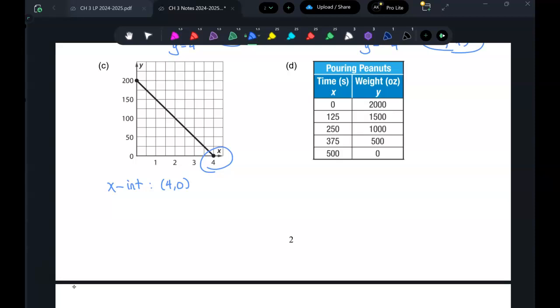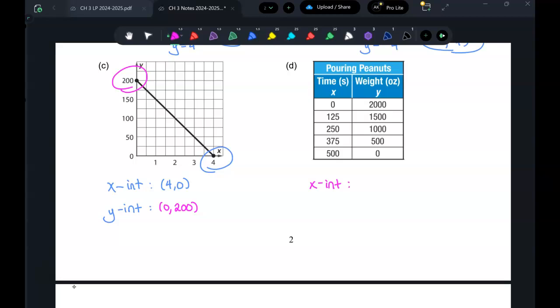So no work to do on this one, right? We just do the y one. And the y would be, where does it hit? 200, so 0 comma 200. Good. So remember, x-intercept is always the 0 for y. Okay, next one, x-intercept.